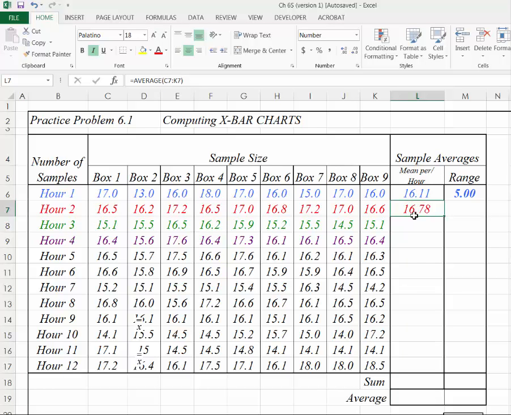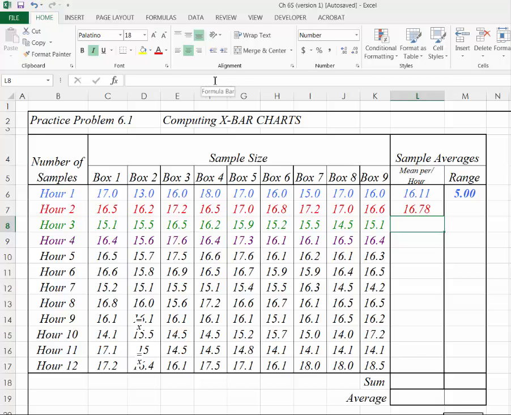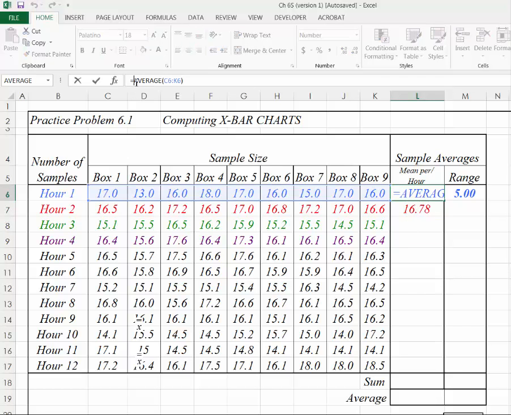But because I know I've got this rounding problem, I'm going to also type in here round, open up parentheses, and then put comma 2. That means I want it to take the average but round it to 2 decimal places. And if you notice on this one, I didn't have round in there. I mentioned that in class yesterday. I did this before I learned about rounding, so I'm going to add that in.